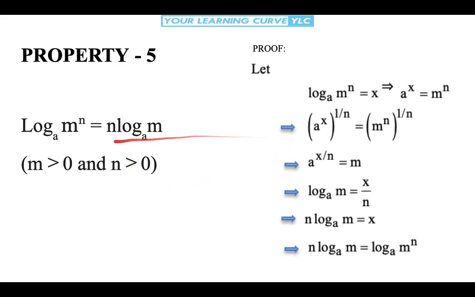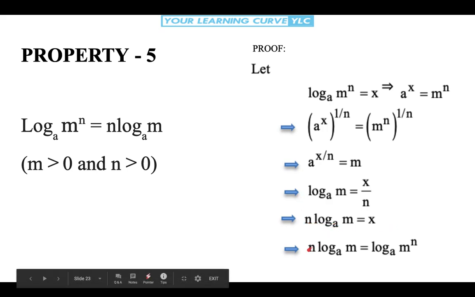The proof is, let log of m to the power n to the base a be equal to x. It can be written as a to the power x is equal to m to the power n. Now taking nth root on both sides, a to the power x whole to the power 1 by n is m to the power n whole to the power 1 by n, or a to the power x by n is equal to m. Converting it into a logarithm, we get log of m to the base a is x by n. Take this n to the LHS, you get n log m to the base a is equal to x. Hence, we have proved the fifth property.